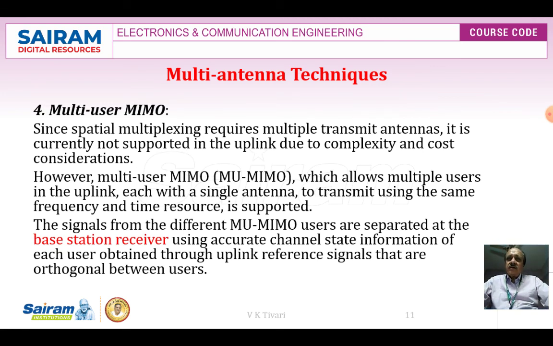Another technique is multi-user MIMO. Since spatial multiplexing requires multiple transmit antennas, it is currently not supported in the uplink due to complexity and cost considerations. However, multi-user MIMO, MU-MIMO, for the uplink, allows multiple users, each with a single antenna, to transmit using the same frequency and time resources. The signals from the different MIMO users are separated at the base station receiver.